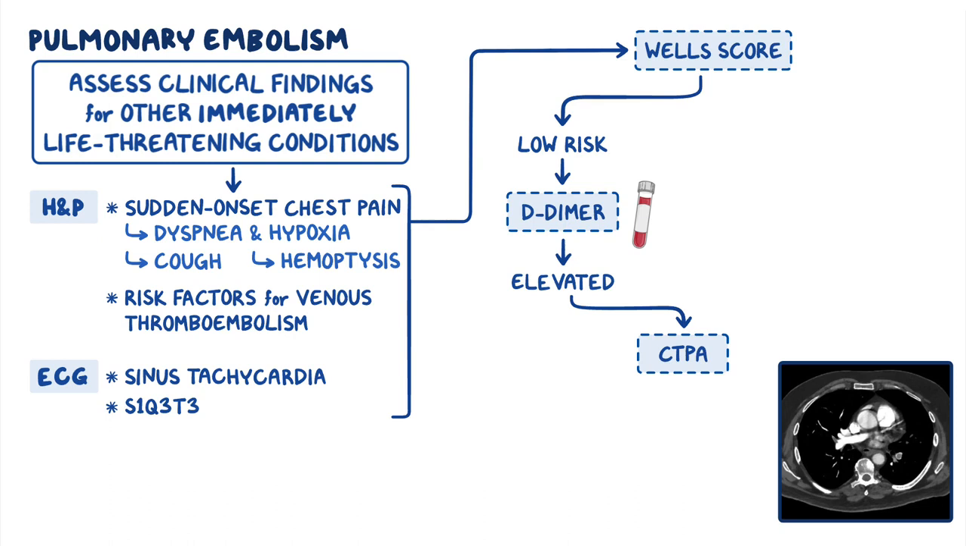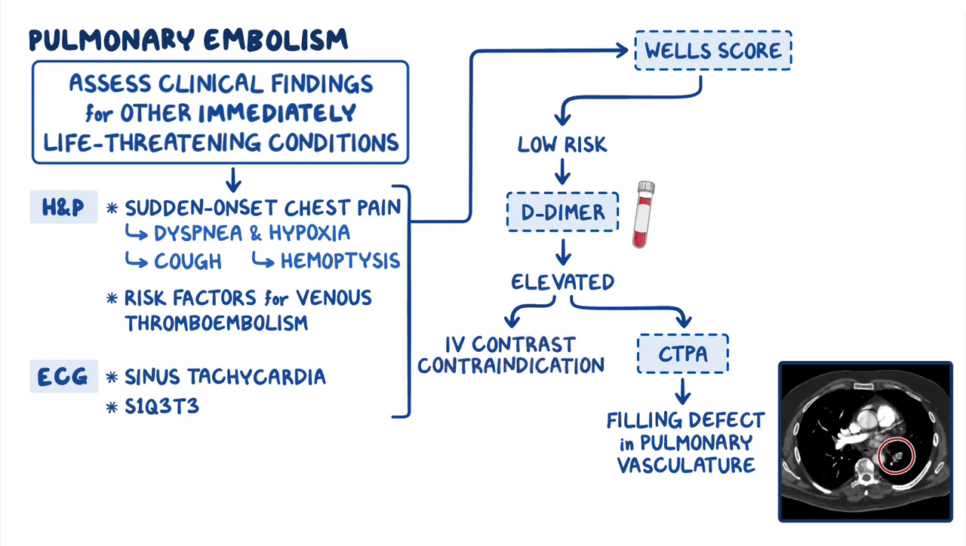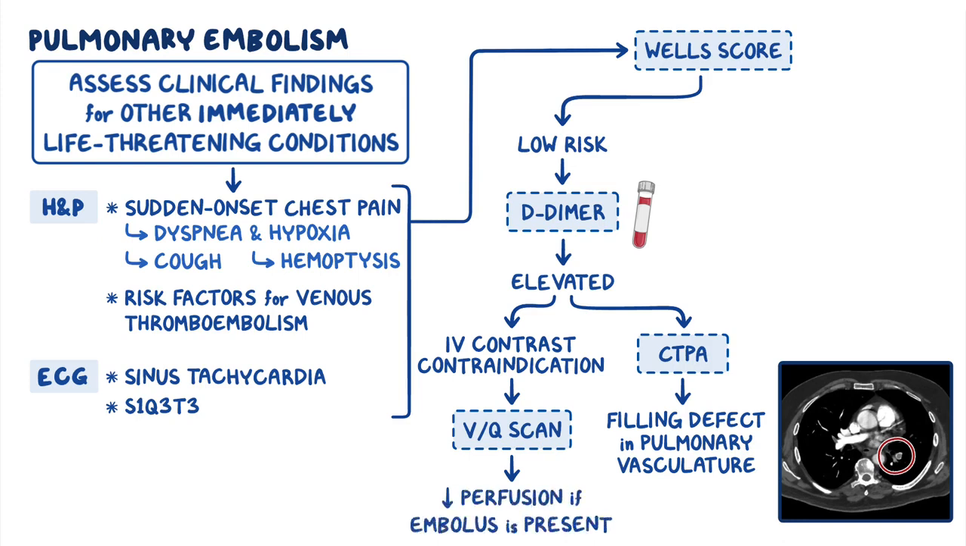A PE will show up as filling defects within the pulmonary vasculature. IV contrast is contraindicated in some patients, like those with renal disease. So, we can order a ventilation perfusion, or VQ scan. The scan will show normal ventilation in the lungs, but decreased perfusion if an embolus is present.